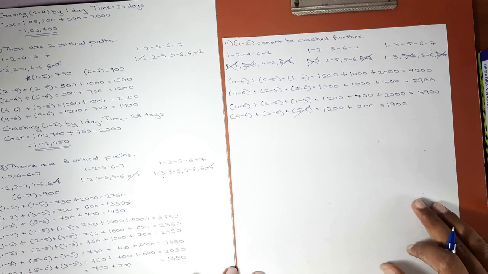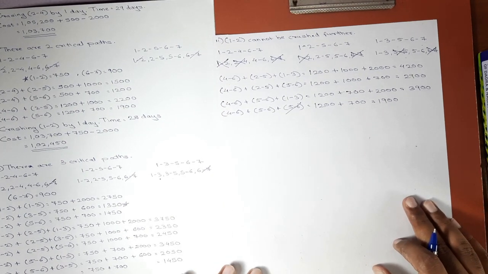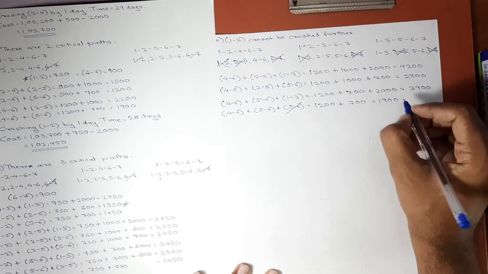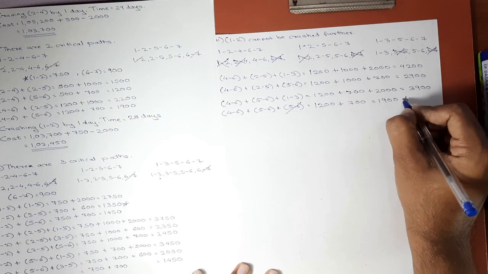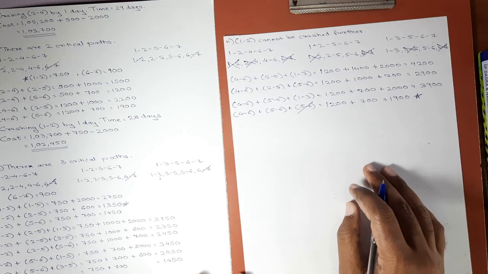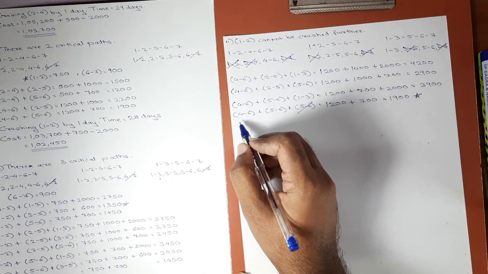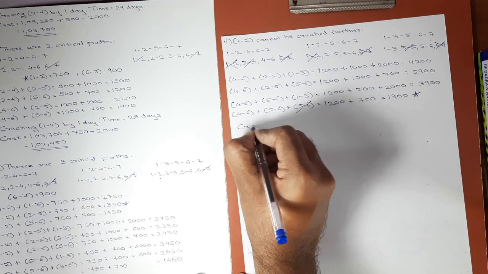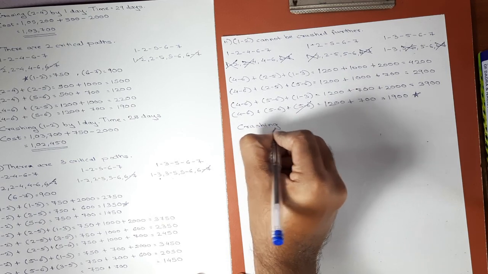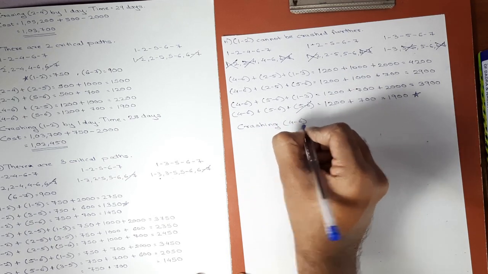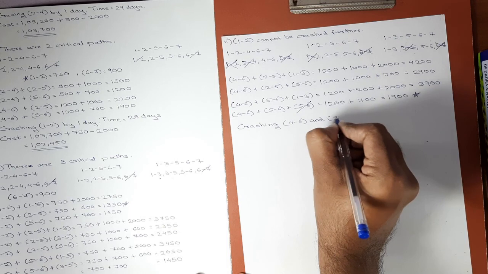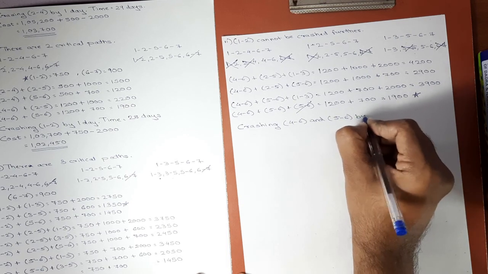Okay, all the combinations are over. Which is the least combination? This one, 1900 is the least combined cost slope, which is of activity 4 6 and 5 6. So here we'll be crashing 4 6 and 5 6 by 1 day.